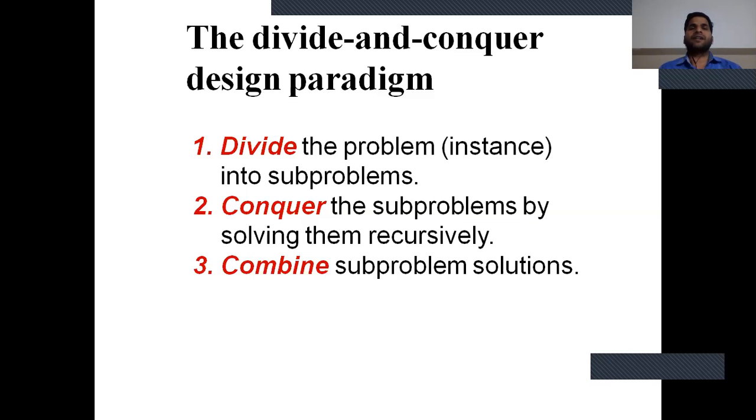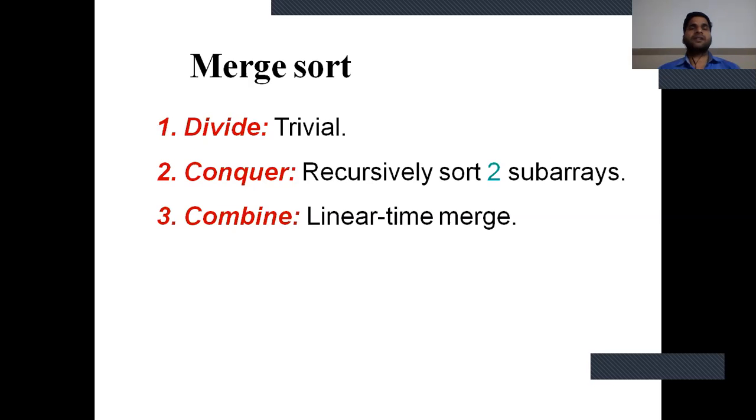So the divide and conquer paradigm divides into three categories: first divide, second conquer, and third combine. In the divide portion, we divide a large problem into subproblems. Conquer means solve recursively, and combine means find the solution of the problem after combining the solutions of the subproblems. The first example of the divide and conquer approach is merge sort.